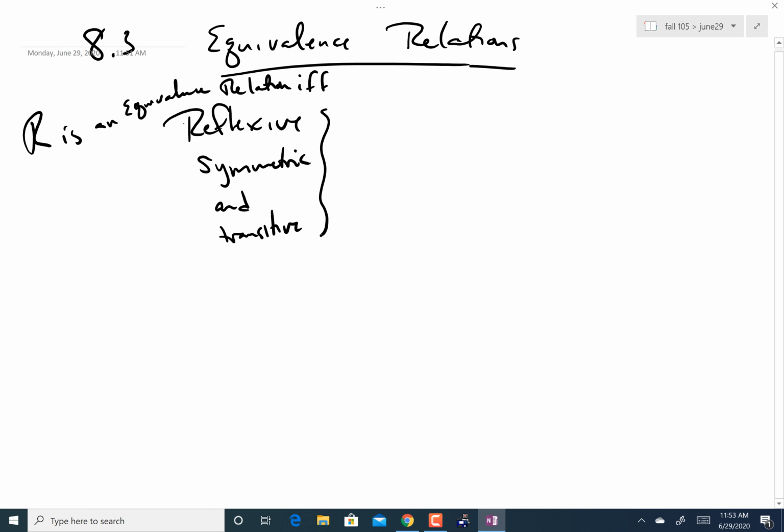Okay, remember, if and only if you can show those three things are true, then it is an equivalence relation. If I tell you it's an equivalence relation, those three things are true. That is the big takeaway from this section. So let's do an example of this real quick and then see what you think about it here.